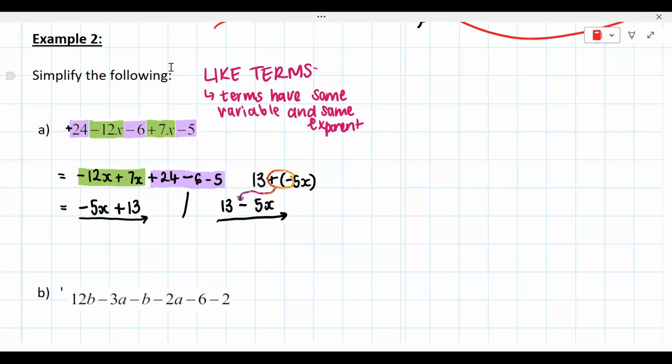Identify those like terms for yourself. Remember, use a highlighter if you need to, or a colored pen, or even just a pencil, and you underline in different lines, whatever you need to do.